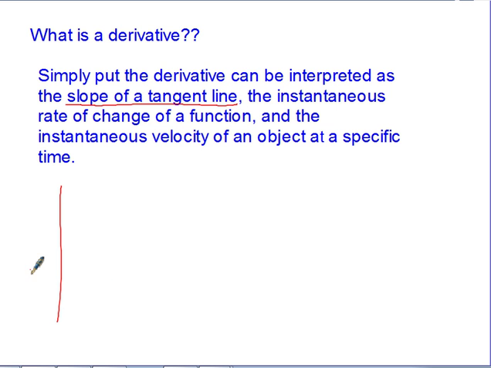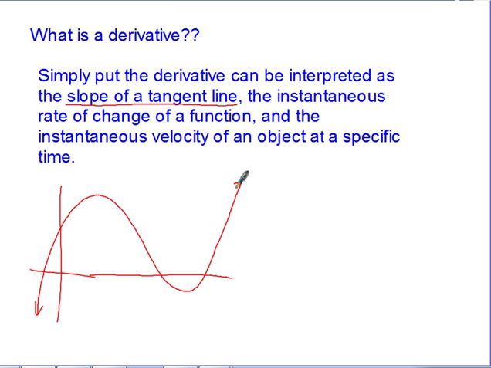So I'm just going to draw something here. Say that is a function, correct? Now, when I say tangent line, a tangent line is simply put a line that touches a function only once, okay? It can only touch it in one place. Like, for instance, does everybody agree that that's a tangent line? It is only touching it once there, right?